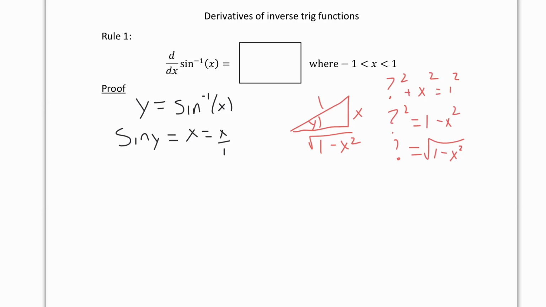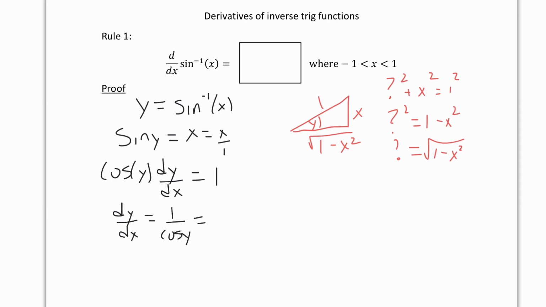The derivative of sine, we know, is going to be cos. And then we have to use the chain rule, dy dx, using implicit differentiation. On the right-hand side, we have the derivative of x, which is simply 1. We go ahead and rearrange for dy dx, and dy dx would be equal to 1 over cos of y, which, if you think about it, is the same thing as secant y.